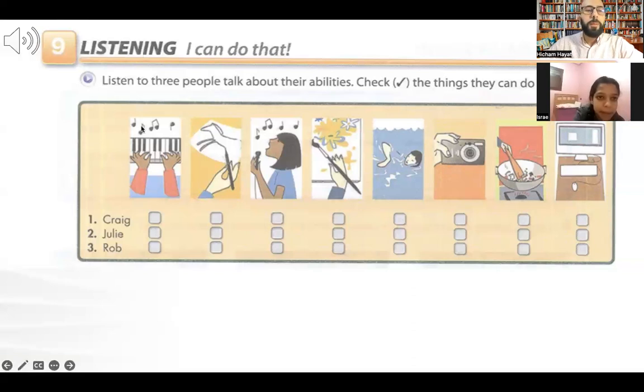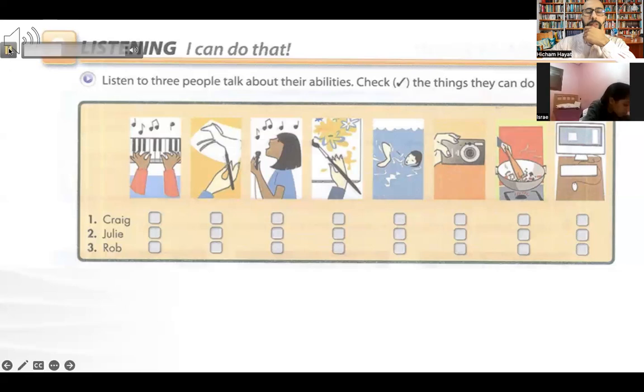Unit 10. What sports do you play? Page 64, exercise 1. Snapshot. Sports seasons in the US and Canada. Listen to three people talk about their abilities. Check the things they can do well. I don't really like sports, but I like to swim. I can swim very well. I often go swimming on the weekends. And I can play the piano well, but I can't sing.